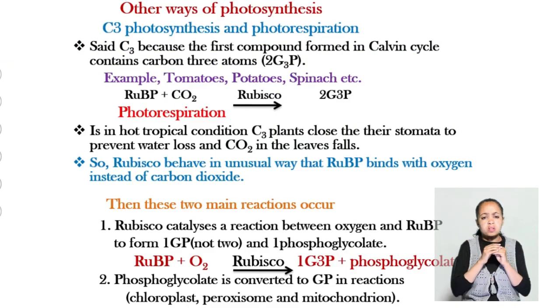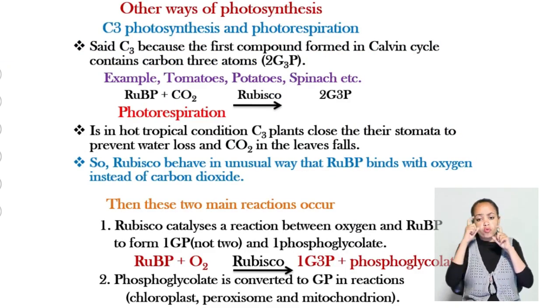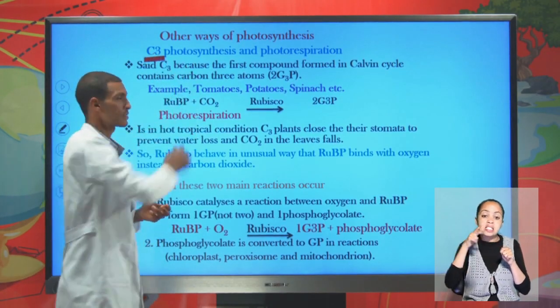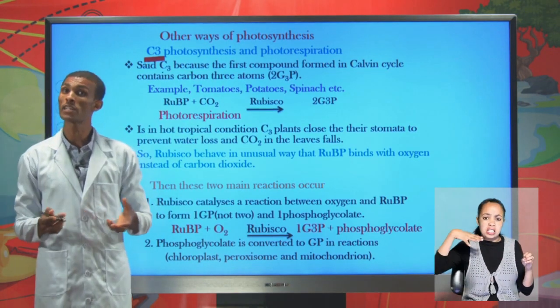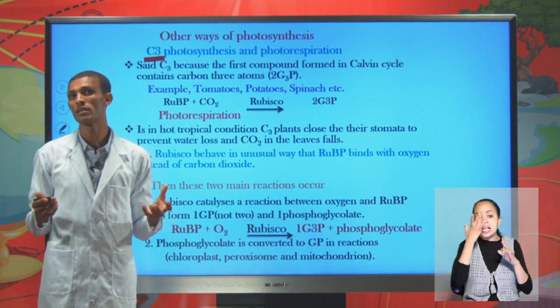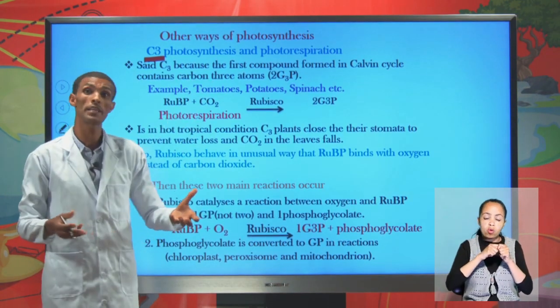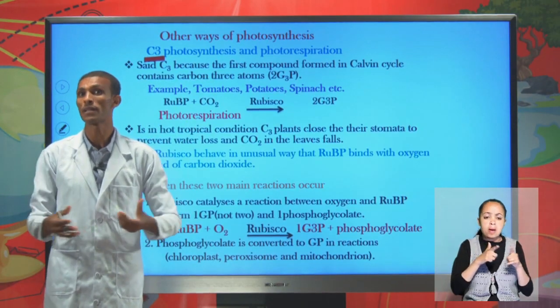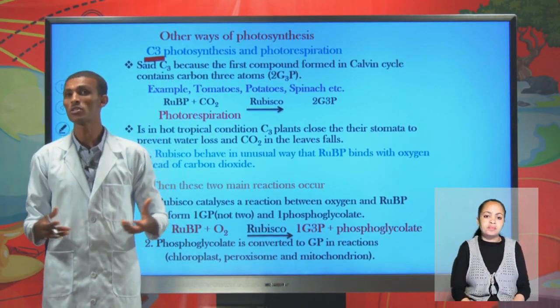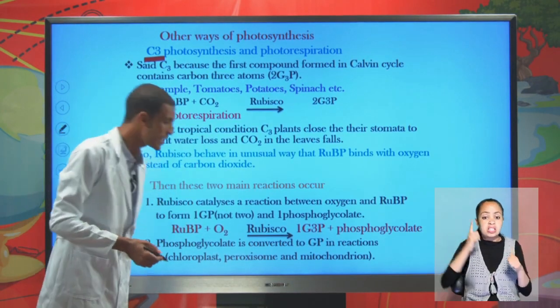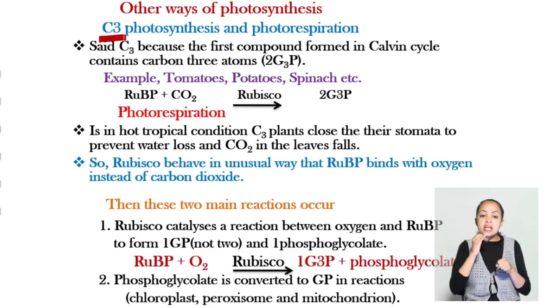Students, there are other types of photosynthesis in addition to this one. The first type is C3 photosynthesis. This type is largely experienced in temperate environments and most probably takes place in broad-leaved plants. It is considered C3 photosynthesis because the first compound formed in the Calvin cycle contains 3 carbon atoms, which we call glyceraldehyde 3-phosphate.